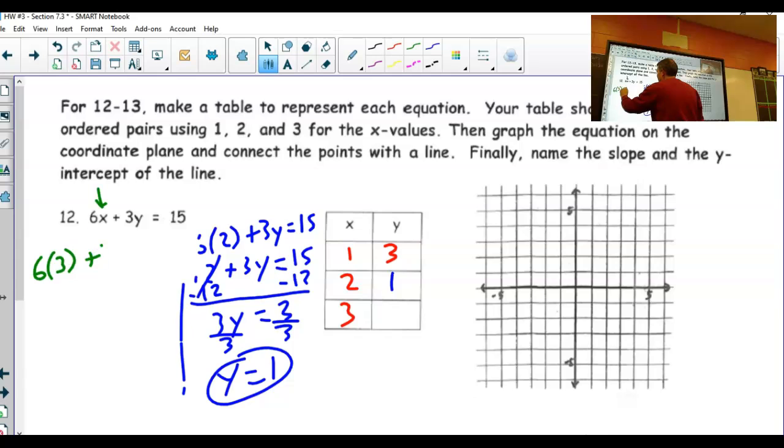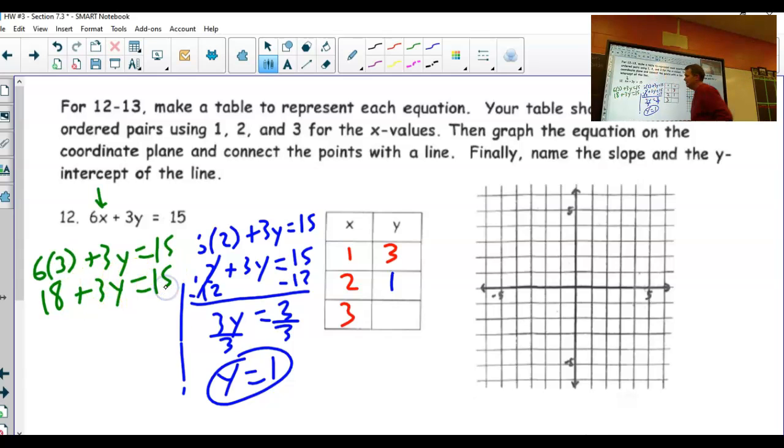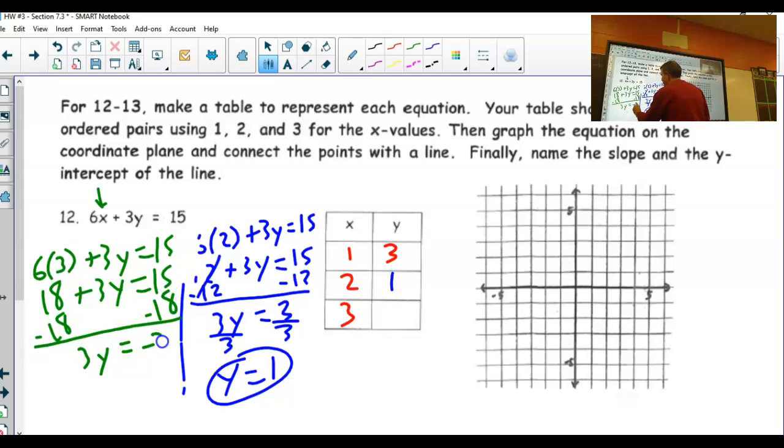6 times 3 plus 3y equals 15. That'd be 18 plus 3y equals 15. Now I need to solve this thing for y. So I would subtract 18 from both sides and get 3y equals -3. Then I'm going to divide by 3 and get y equals -1.